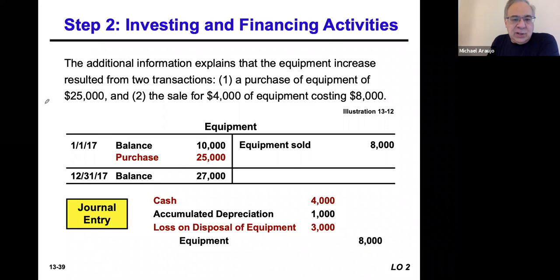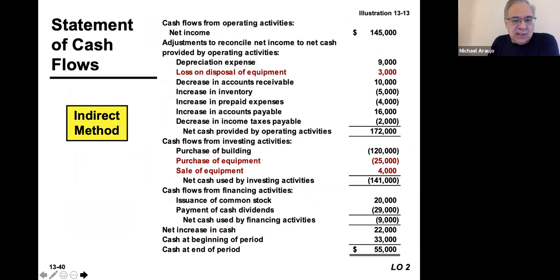The next thing you probably know from the notes is they bought some equipment for cash. So that $25,000 of cash was used for equipment. And the second thing is they actually got $4,000 from the sale of that. Here's the loss that was recorded, and here's the amount of cash that they actually received. So what happens to those is the loss on the disposal of equipment was added back to operating activities. That was taken care of in that first step. The purchase of the equipment shows that that's money going out, so that's why it's in parentheses. The sale of equipment brought in $4,000 of cash.